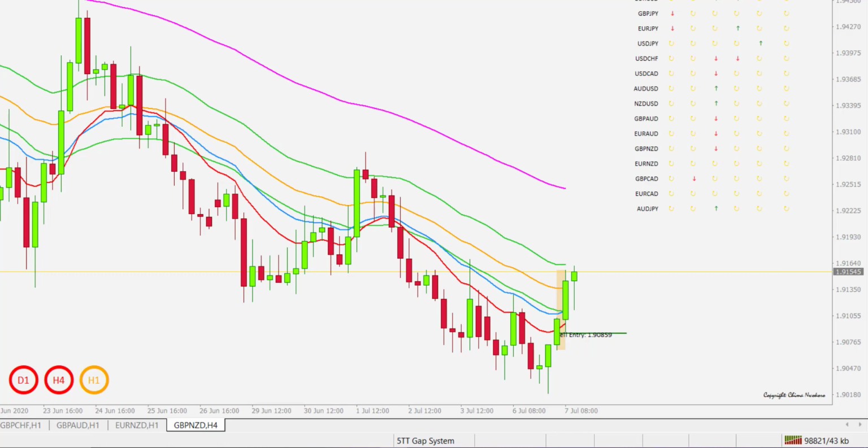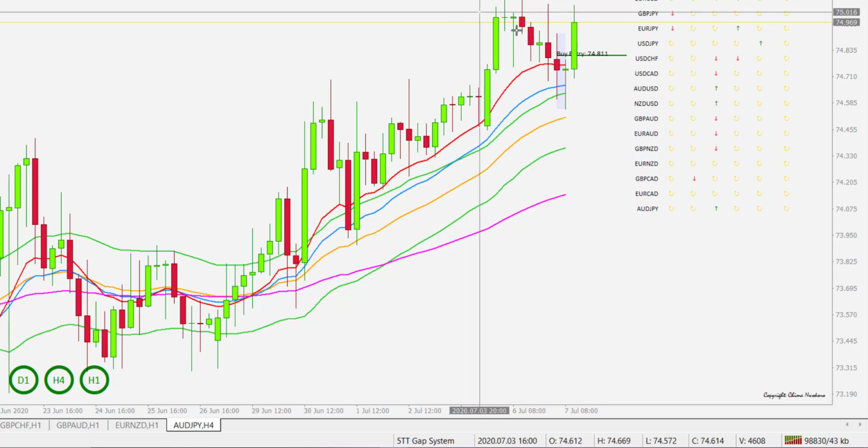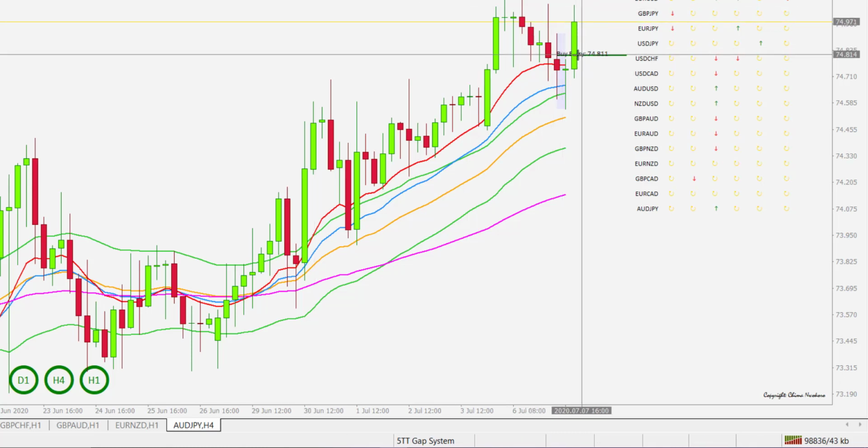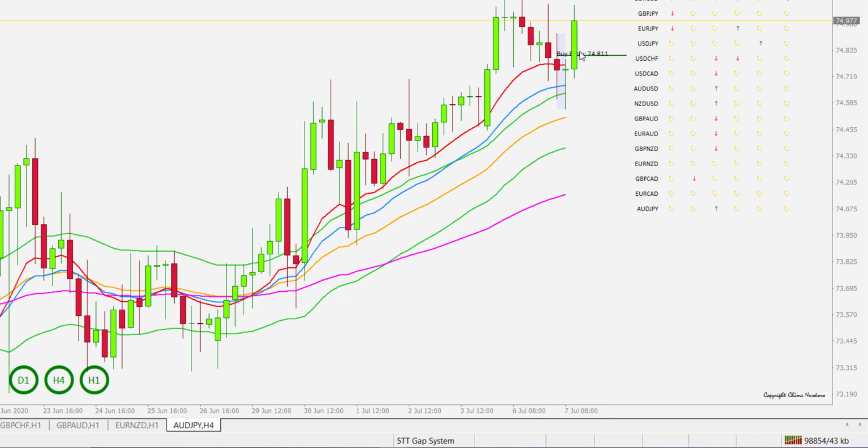And AUD JPY, let's see what that is like. Boom, AUD JPY looking really good as well. So we went for that 27 or 70. With 27, you're already almost 1 to 1. So nicely done. Nicely done on the 1 hour time frame.